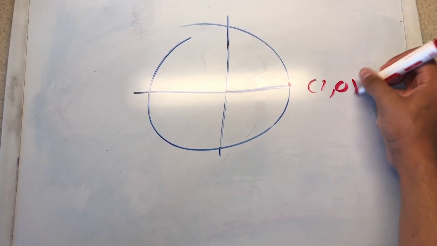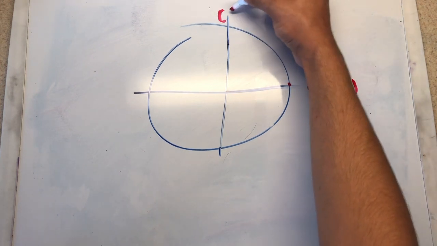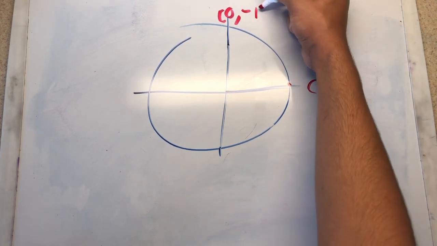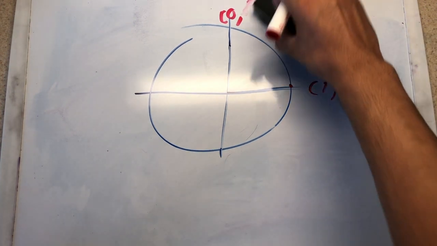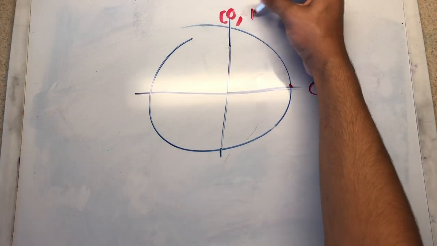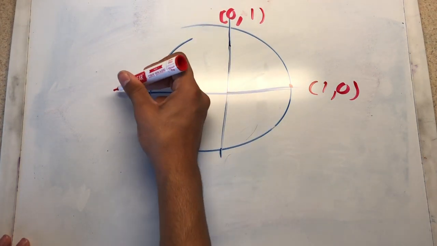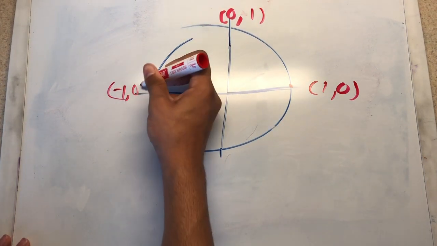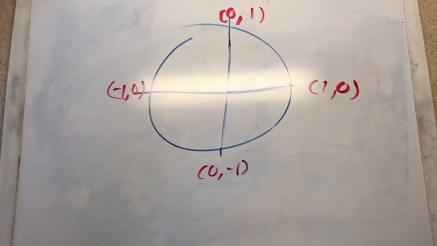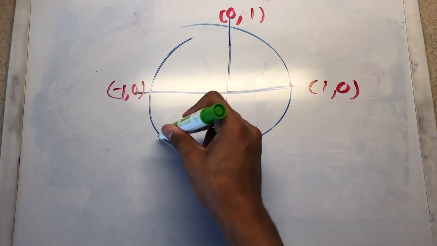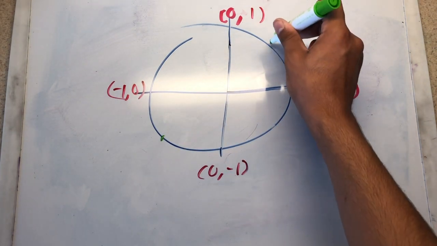1 for the x-axis, 0 for the y-axis, 0 for the x-axis, 1 for the y-axis. Here, -1 for the x-axis, 0 for the y-axis, and here 0 for the x-axis, -1 for the y-axis. Now we must find the other coordinates at the other sides of the circle, but how will we find that?